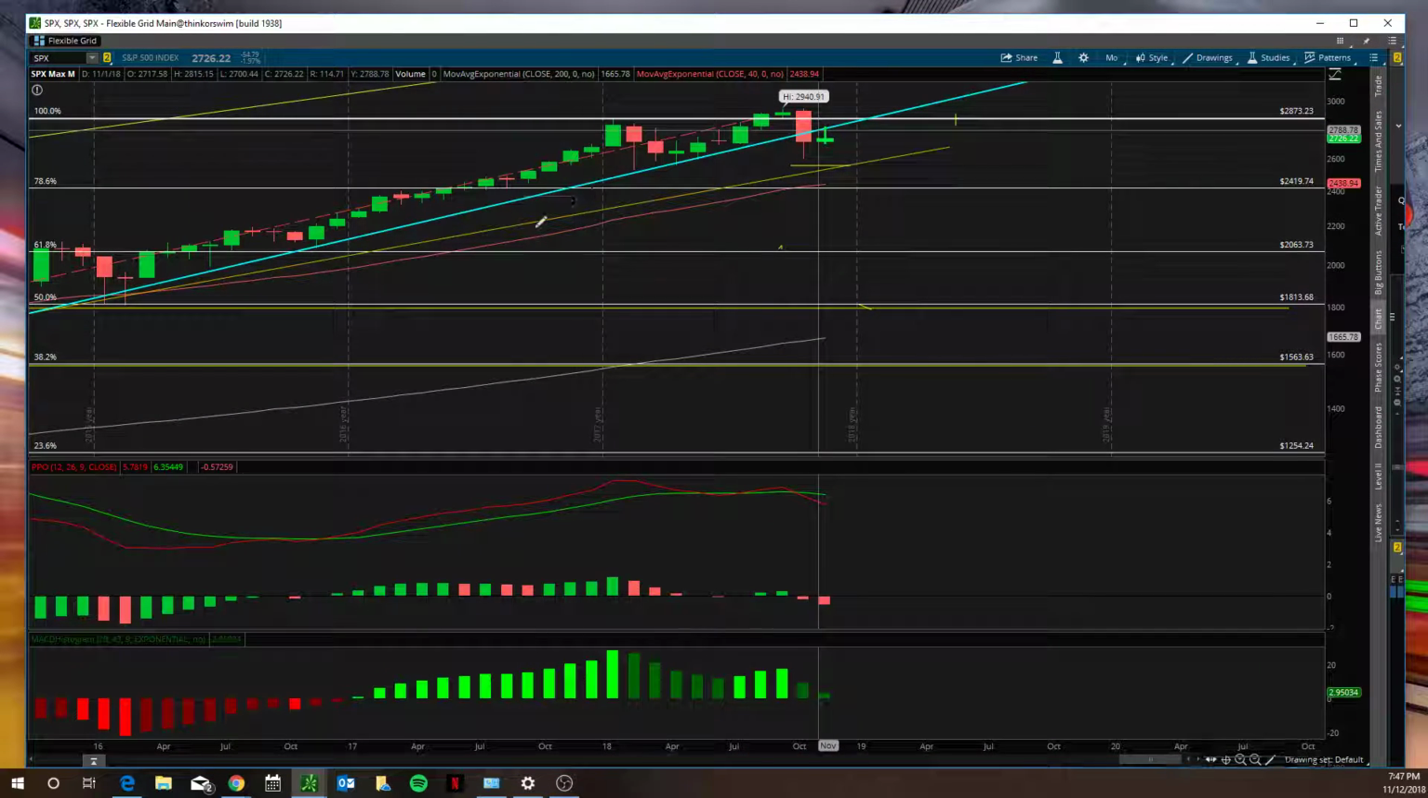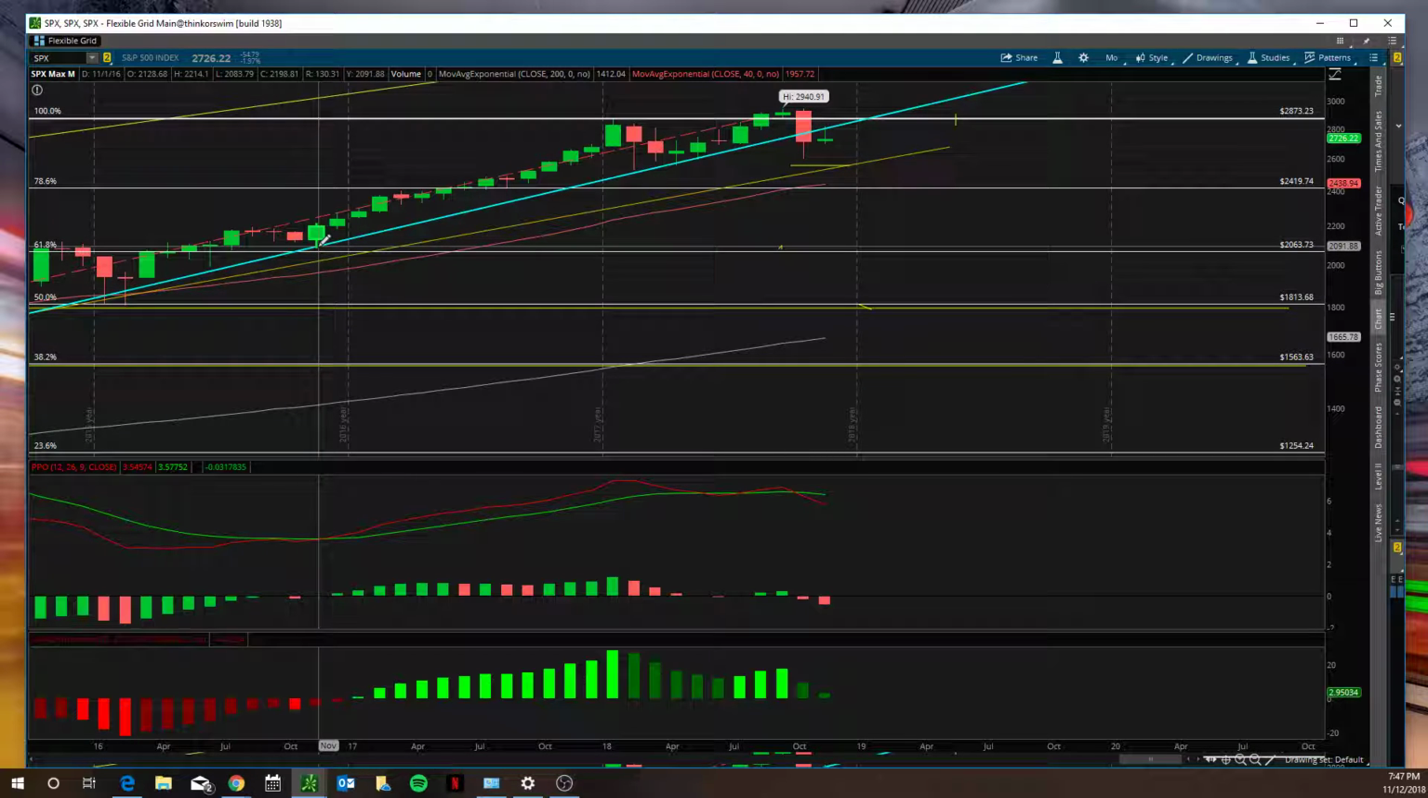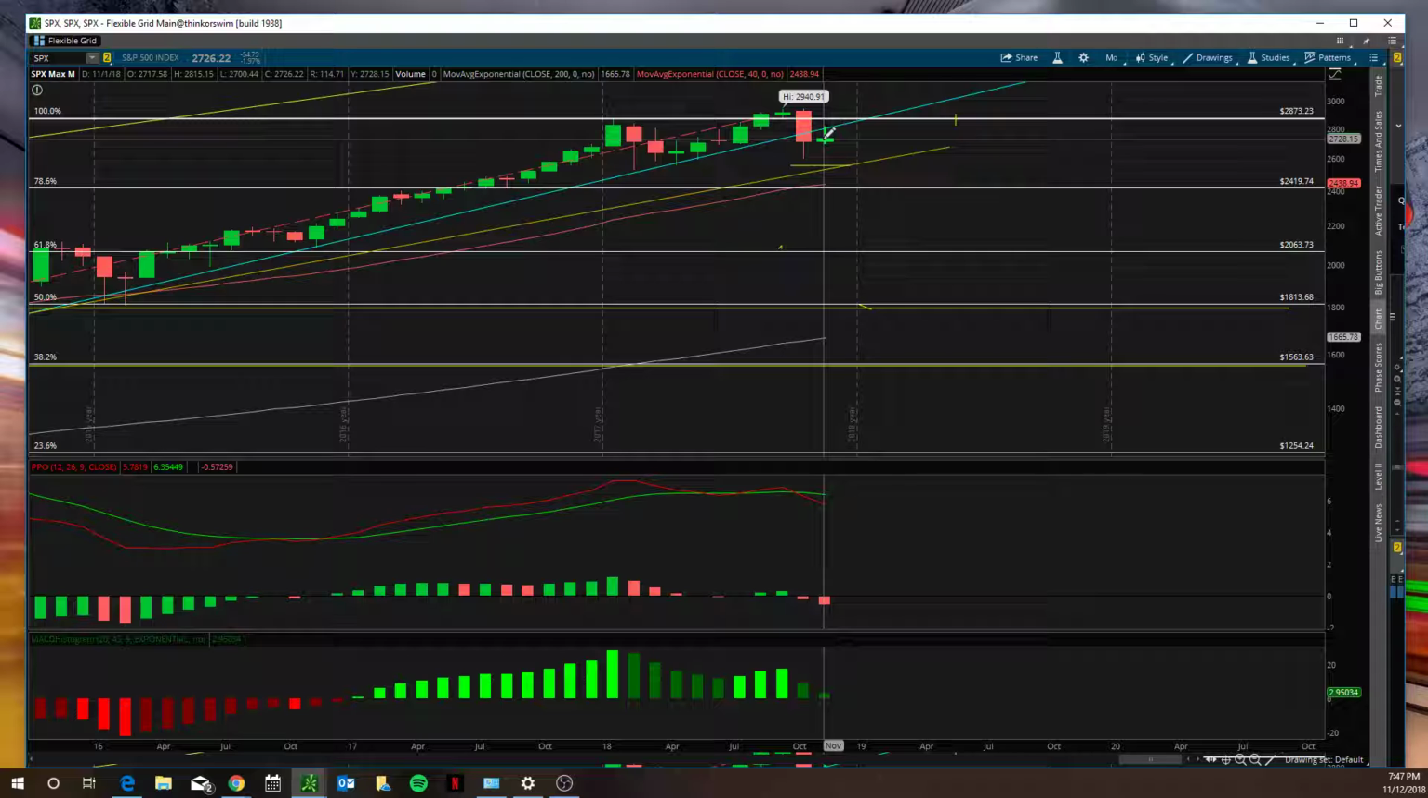Not only are we below it, see how right here, this tail touched it, but the body was above it. Tail touched it, body was above it. What happened here? Tail touched it, we go lower.